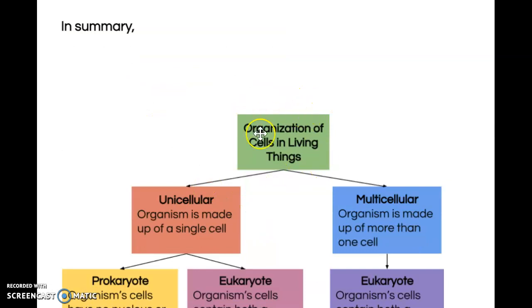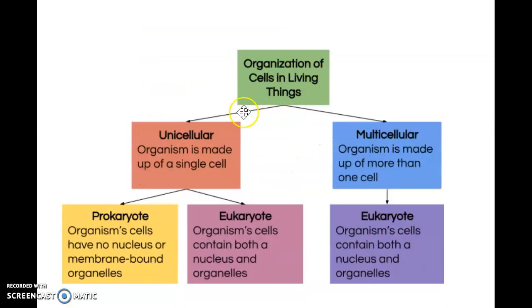So in summary, organization of cells in living things: you have unicellular organisms. Unicellular organisms are made up of a single cell. They can be prokaryotic unicellular, or they can be eukaryotic unicellular. A prokaryotic organism's cells have no nucleus or membrane-bound organelles. They are just floating inside the middle of a capsule, like that bacteria I showed you. Eukaryotic organism cells contain both a nucleus and organelles.